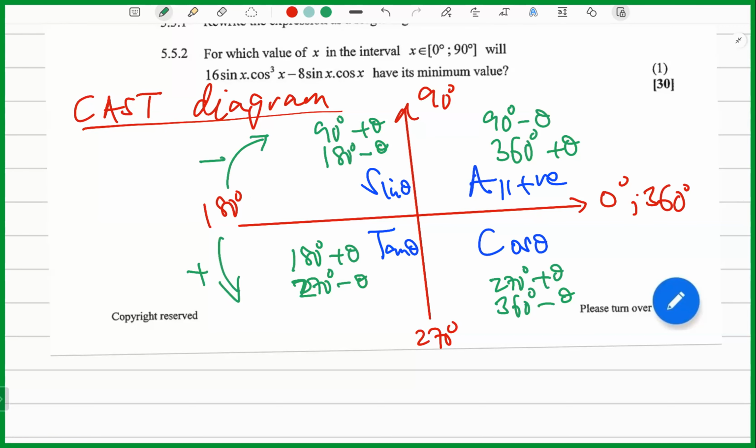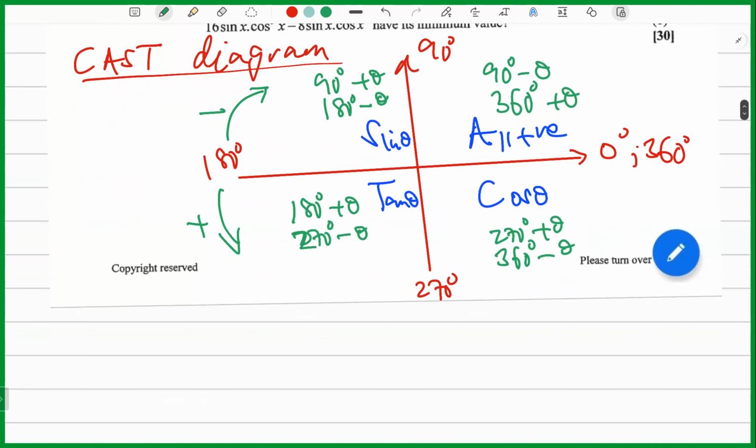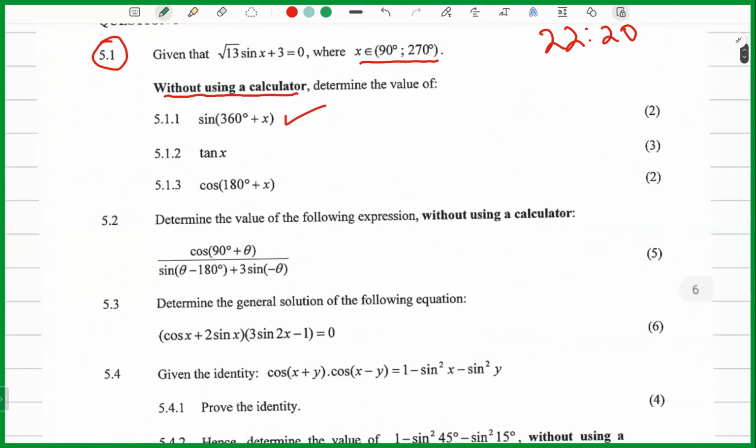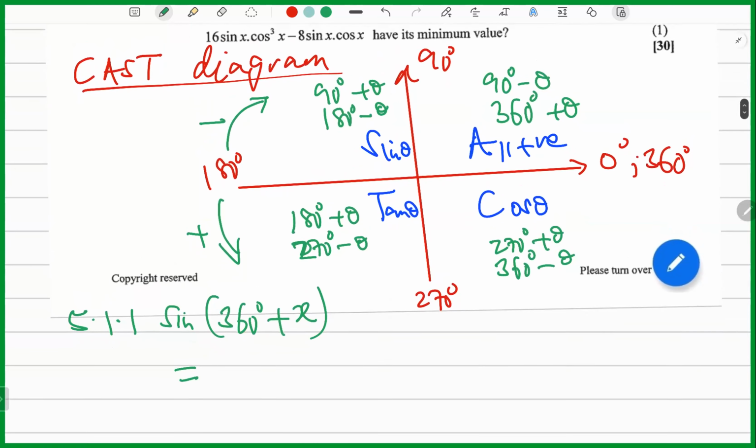Okay, a couple of things then become extremely important for us to note. In question 5.1.1, we're interested in the sine of 360 degrees plus x. And we're asking what the value of that is. First and foremost, we ask the question, in which quadrant is 360 degrees plus x? We can see that 360 degrees plus x is actually in this first quadrant.